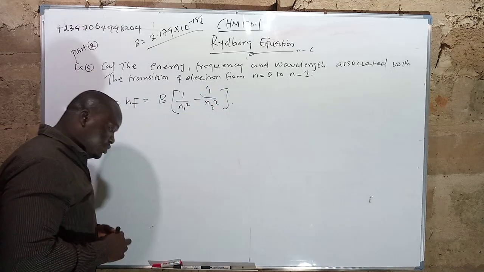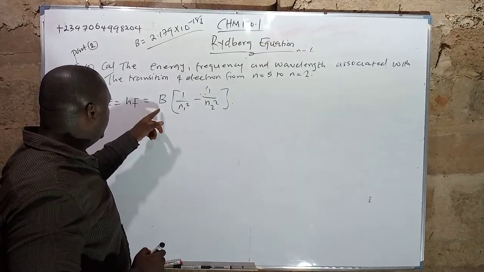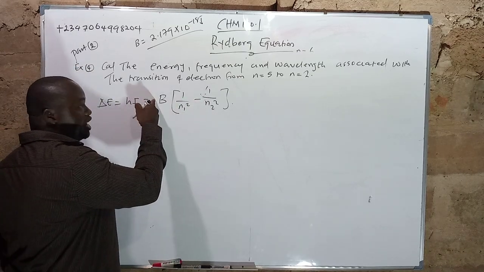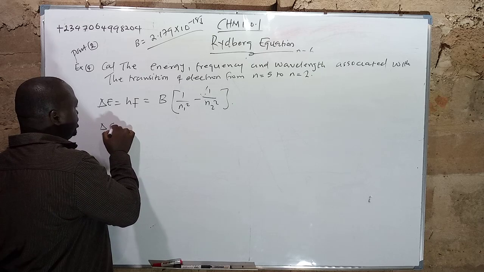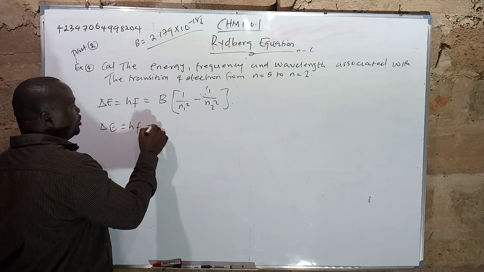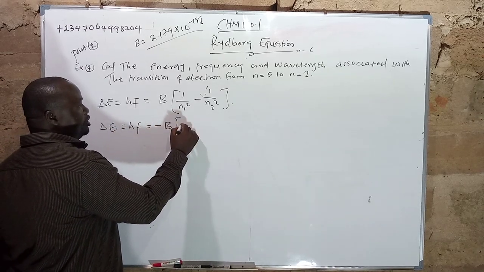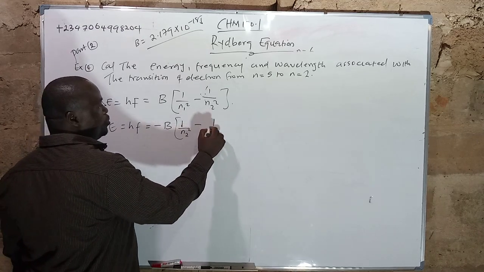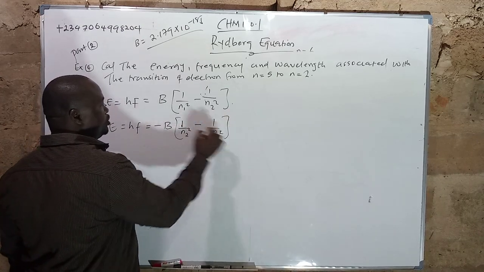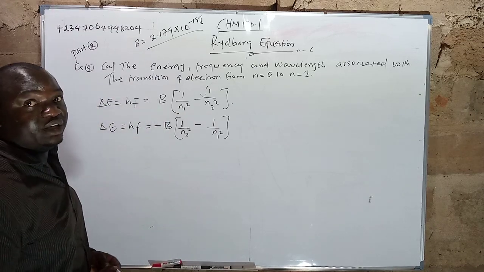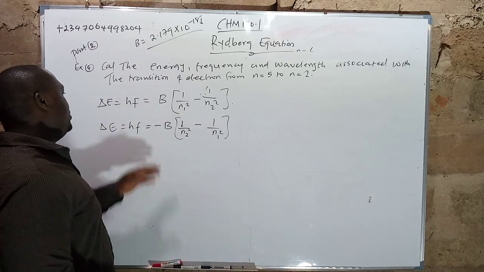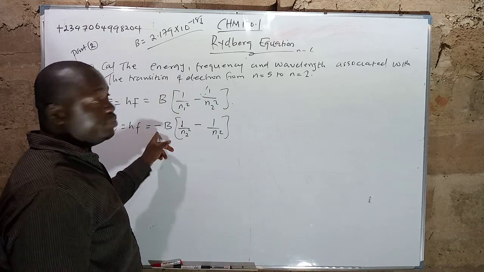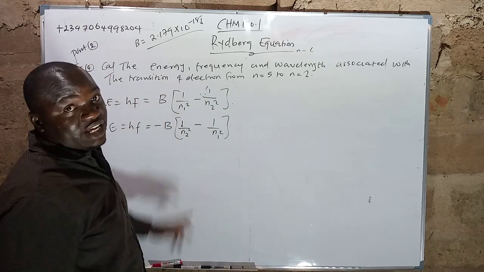Now, in some textbooks, you may see they change this and bring it to this side. If you want to change it, you have to put a minus here. So if you want to change this formula, hf is equal to minus B times 1 over n2 square minus 1 over n1 square. So it's a minus that separates them. So be careful, please. If you want to use this formula, you put a minus. If you want to use this formula, there will not be a minus.